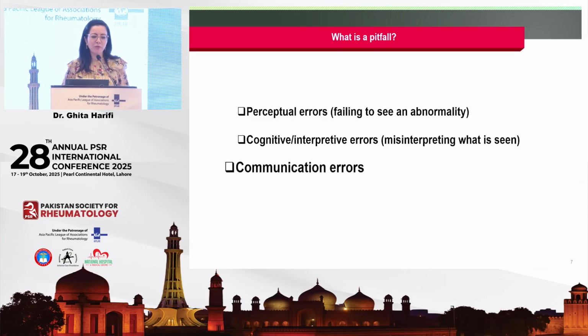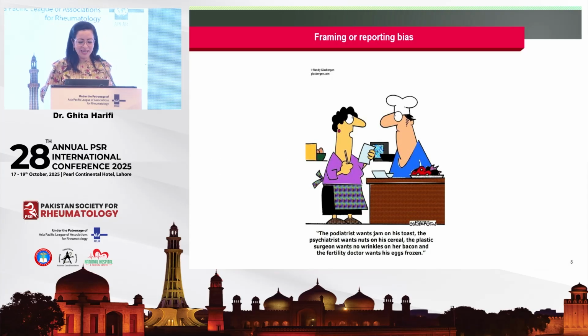And then we have the communication errors. And here comes something that we call the framing effect. The framing effect is a cognitive bias in which people base their decisions on their conceptions and perspectives on whether options are presented with positive or negative connotations. So basically, like here, the psychiatrist wants nuts on his rails, the plastic surgeon wants no wrinkles on her bacon, and the fertility doctor wants his eggs frozen.